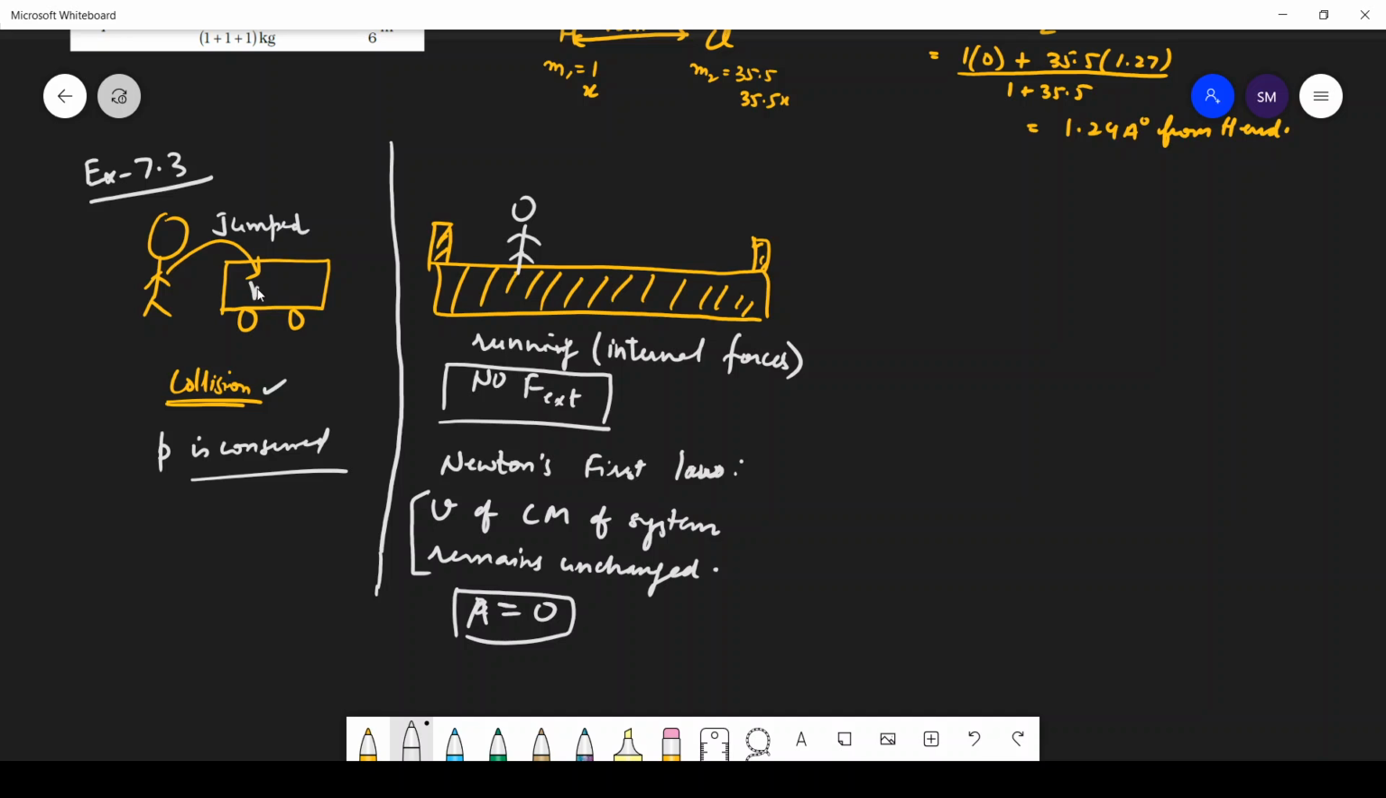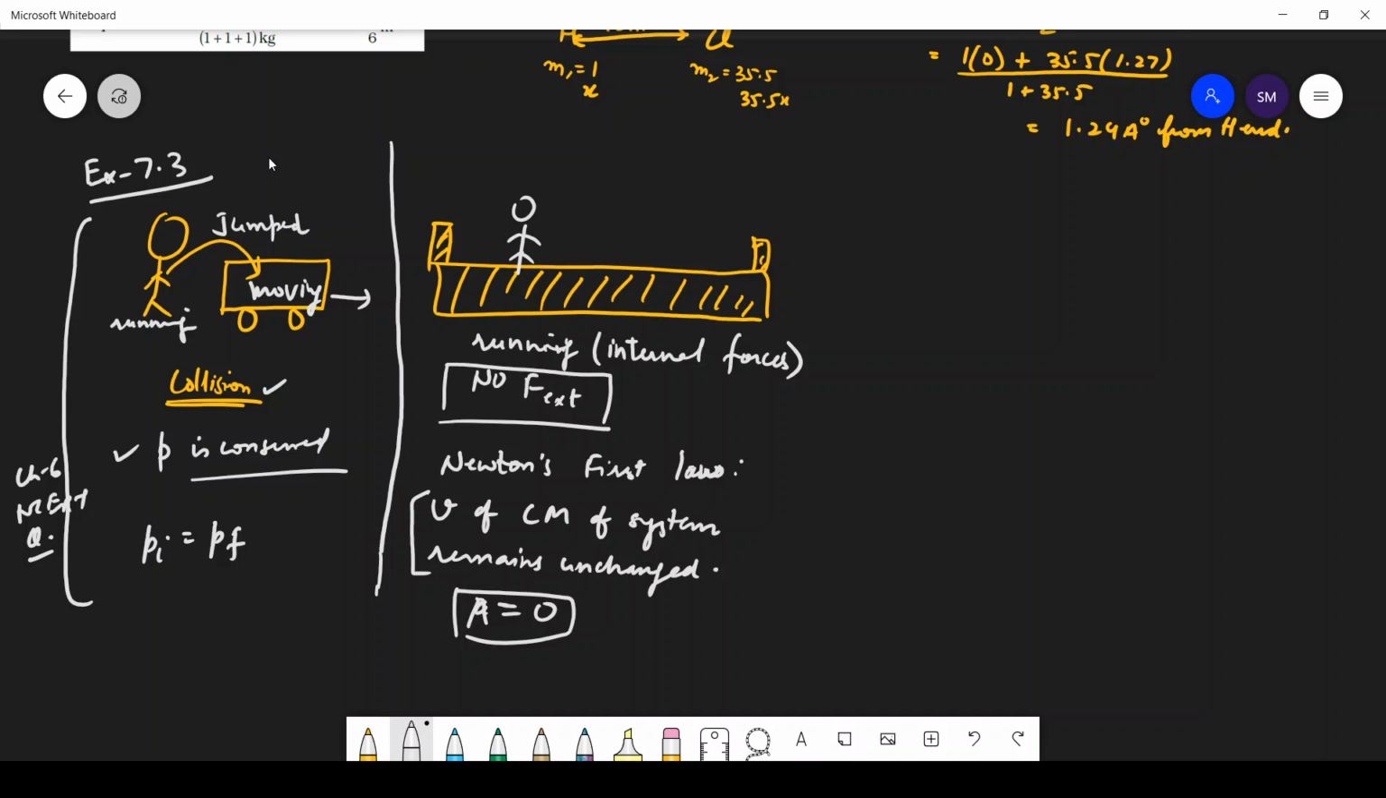See, this is a trolley which is moving in this direction, and this boy is also running. Then he jumped into the trolley, and now he is in the trolley. When he jumped into the trolley, it is a collision, and momentum will be conserved, meaning Pi is equal to Pf. There is a question related to this in the last chapter, chapter 6, an NCERT exercise question.